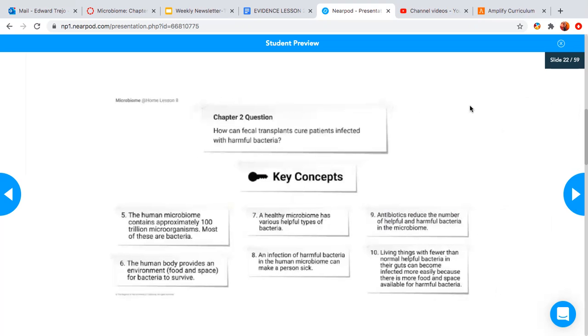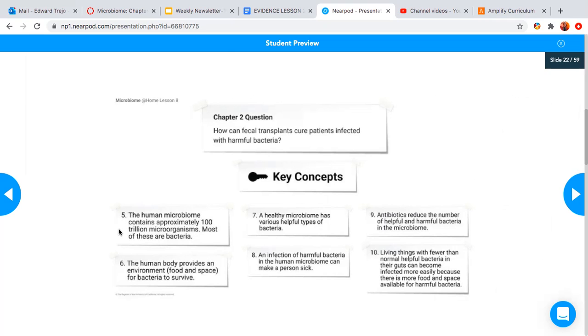In chapter 2, we had our chapter 2 question, and we had a series of 6 key concepts. So our chapter 2 question states, how can fecal transplants cure patients infected with harmful bacteria? So we're still in the process of answering that chapter 2 question.